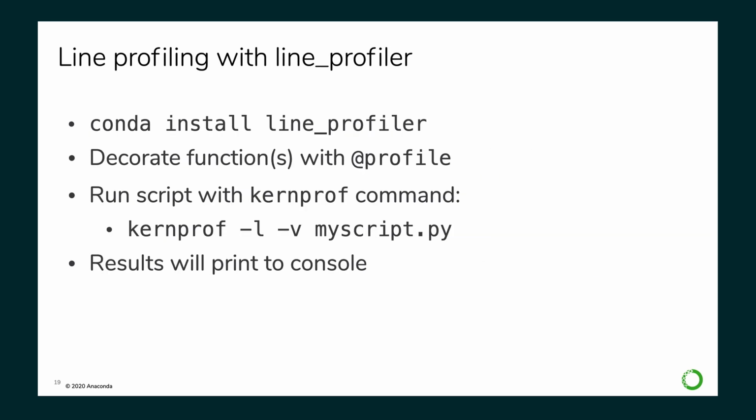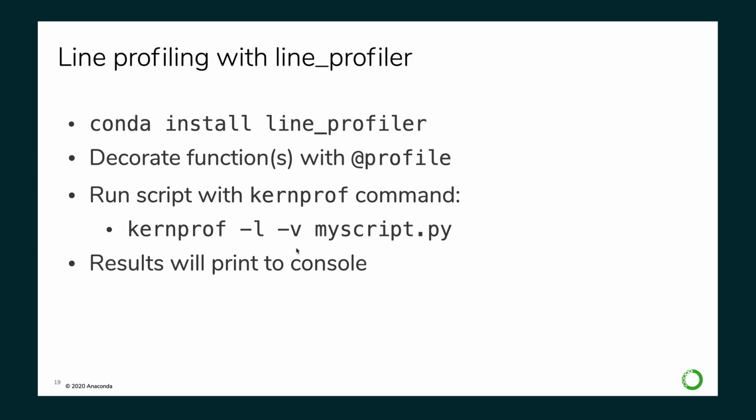Line profiling does not come with Python. You have to install something. In this case, using Anaconda, you can conda install line_profiler. Then, if you're doing this from the command line, you can decorate your function with the profile decorator. Just put it above the def for the function you want to look at. Then you run the script with the kernprof command, and this will print the results to the console.